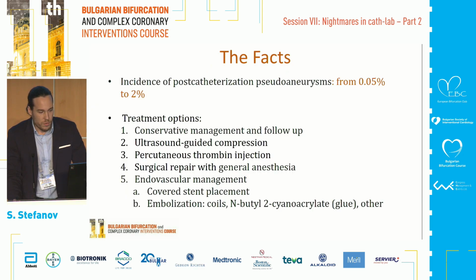Actually, this type of complication is one of the most common ones after transfemoral catheterizations. It's up to 2% of cases. Luckily, we have different treatment options. First, we can go with conservative management and follow-up. This is effective in smaller sized pseudoaneurysms, up to 2 or 3 centimeters. And this isn't our case, so we have to take some kind of action.